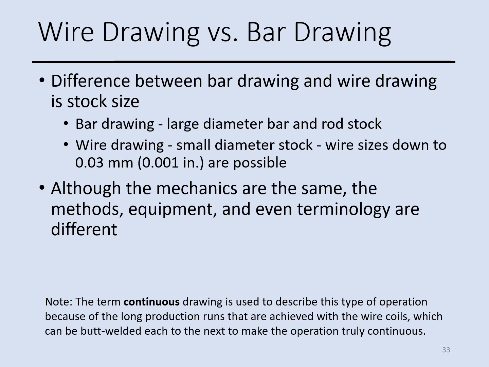So far, we talked about wire drawing and bar drawing, and there is a small difference, and that is stock size. In bar drawing, we have a large diameter bar or rod stock, but in wire drawing, we have a small diameter stock. The wire size is going to be around 0.03 millimeter or 1,000th of an inch, and the mechanics in both operations are the same, but the methods, equipment, or sometimes terminology are different.